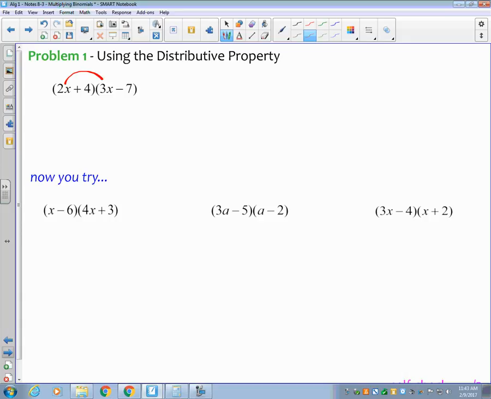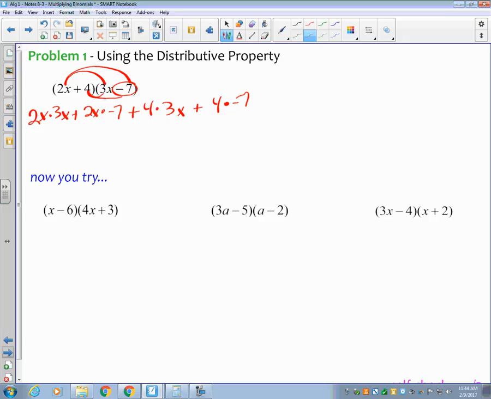Okay, so we're going to go first, 2x times 3x. Outside, 2x times negative 7. You have to keep the sign with the number, unfortunately. Gotta keep the signs together. Inside, 4 times 3x. And then the last, 4 times negative 7.